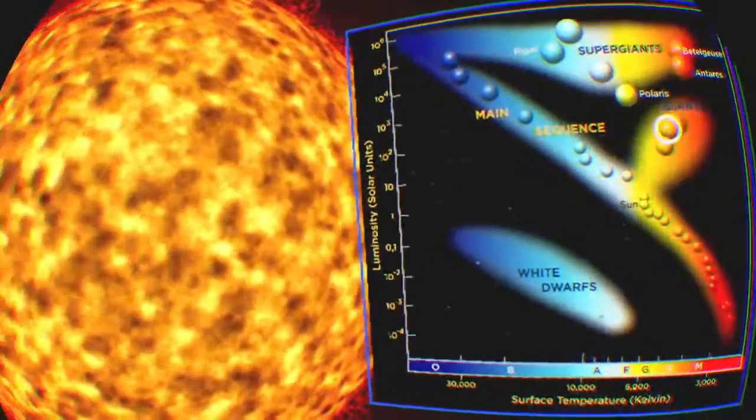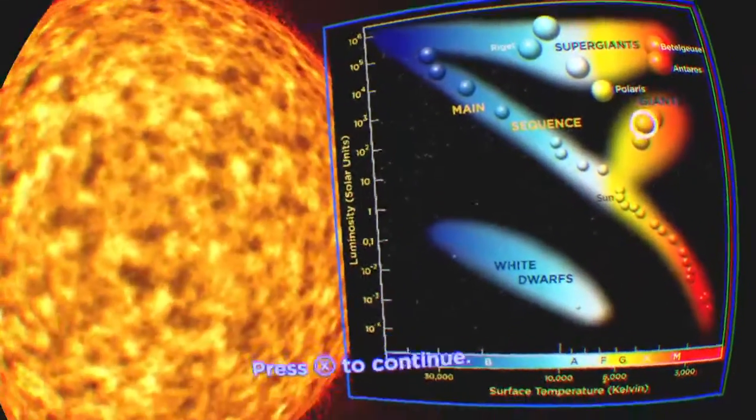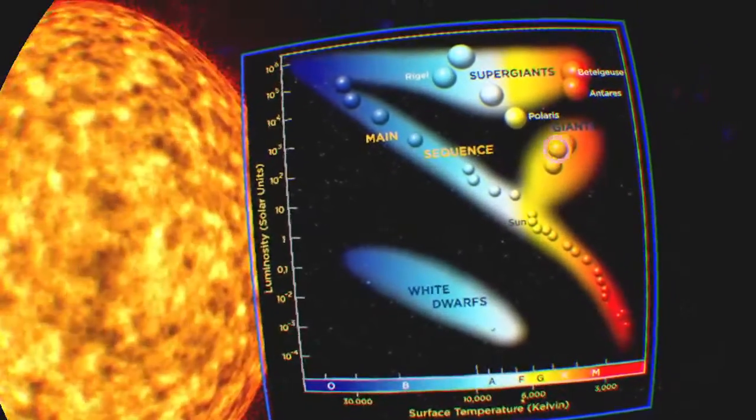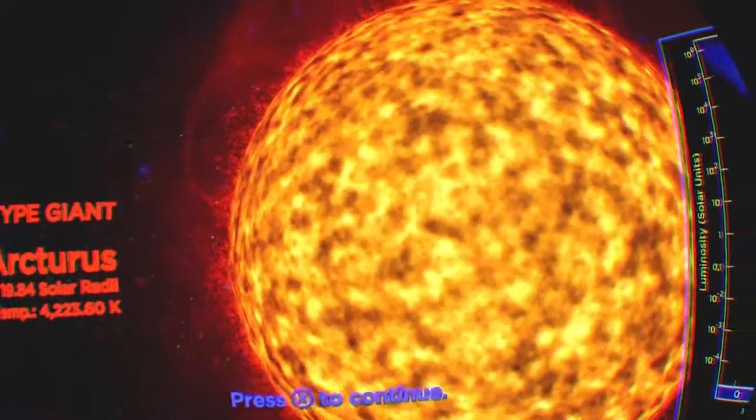Arcturus is the brightest type K giant in the night sky. Astronomers predict Arcturus will end up as a white dwarf at the end of its life.